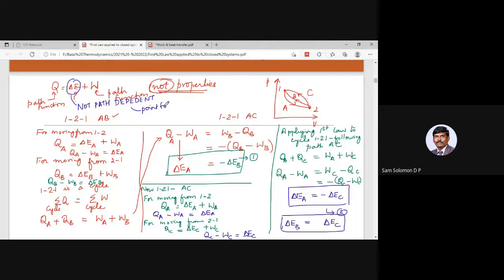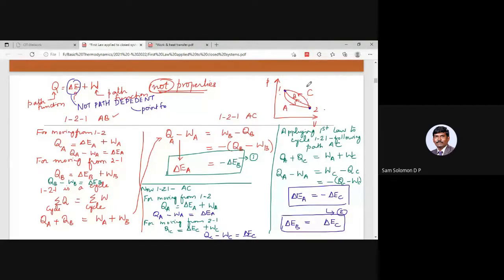It is dependent only on the points 1 and 2. The path B and path C, it is dependent on 1 and 2 only. It is not dependent on path B or path C. Irrespective of path B or path C, it is the same internal energy. If you take A and B, there is a reversal in path, so you find there is a negative sign. So there is a change in internal energy here.